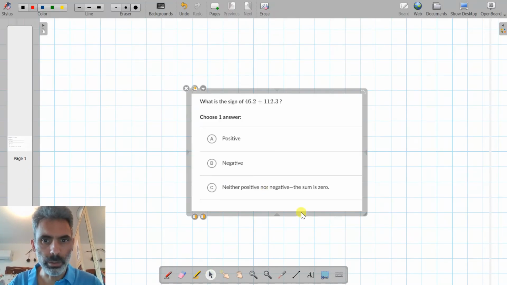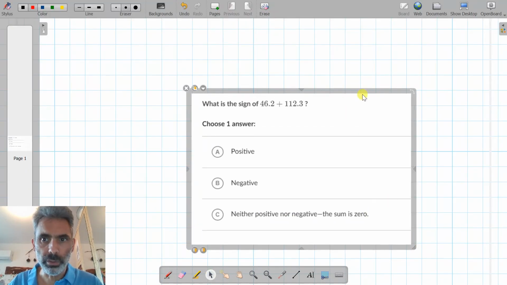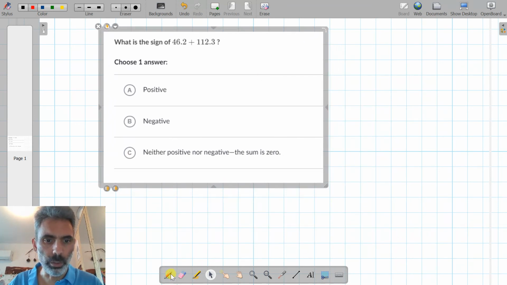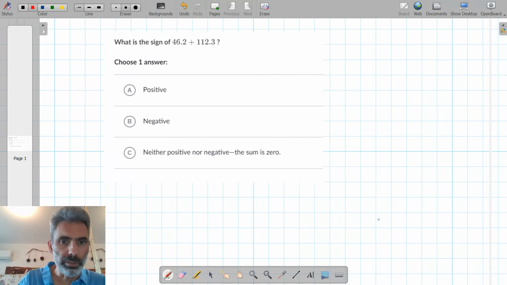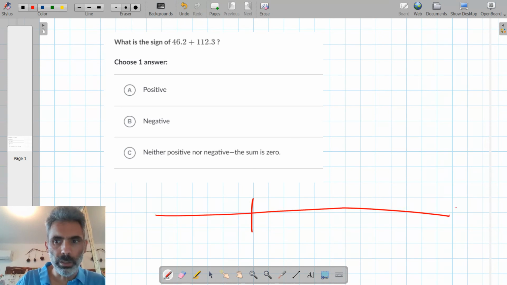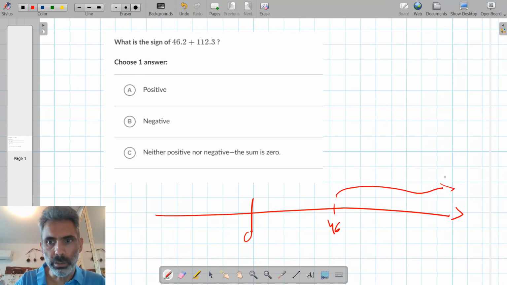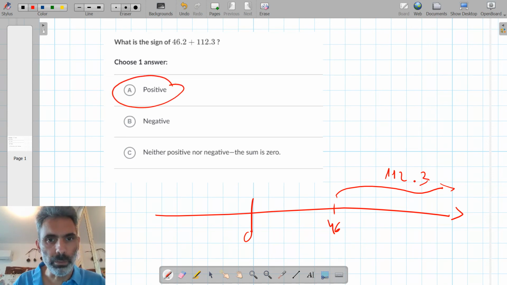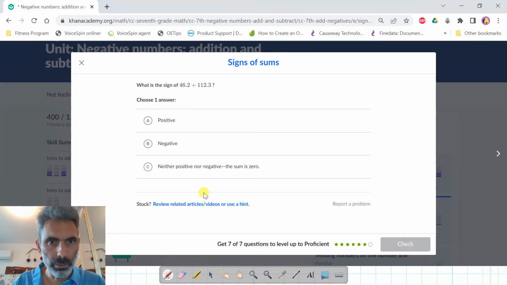Okay, so here we combine two positive numbers, so obviously we are getting away from the 0. So if the 0 is here and this is, let's say, 46, and we add another 112.3, we get further to the right from the 0, so we will end up with a positive number. Good.